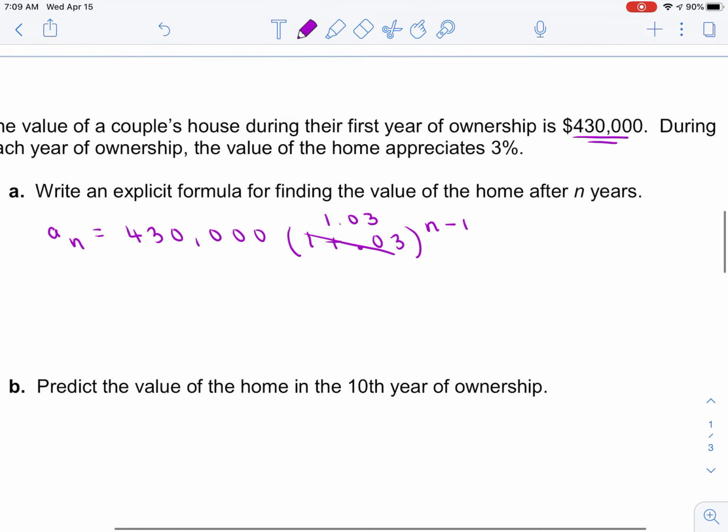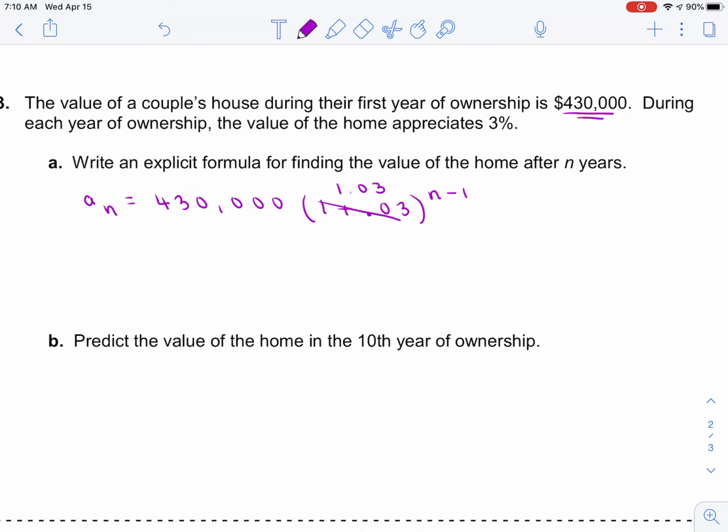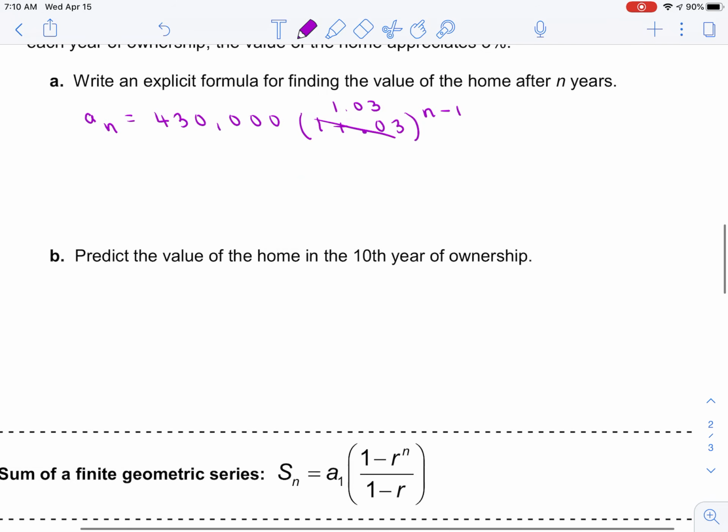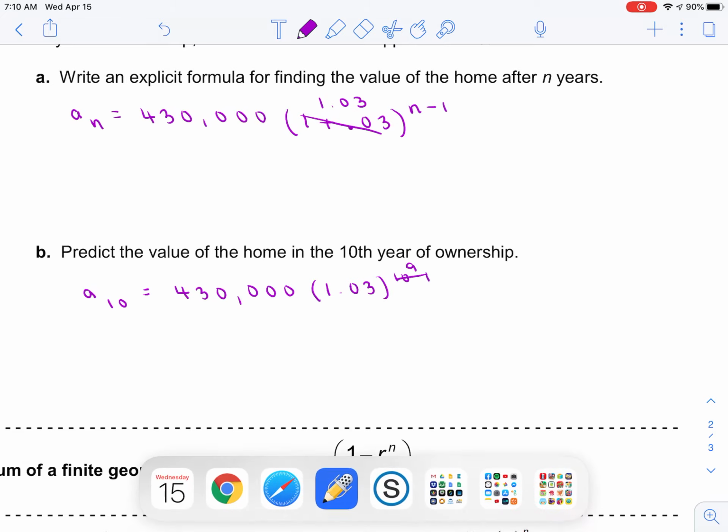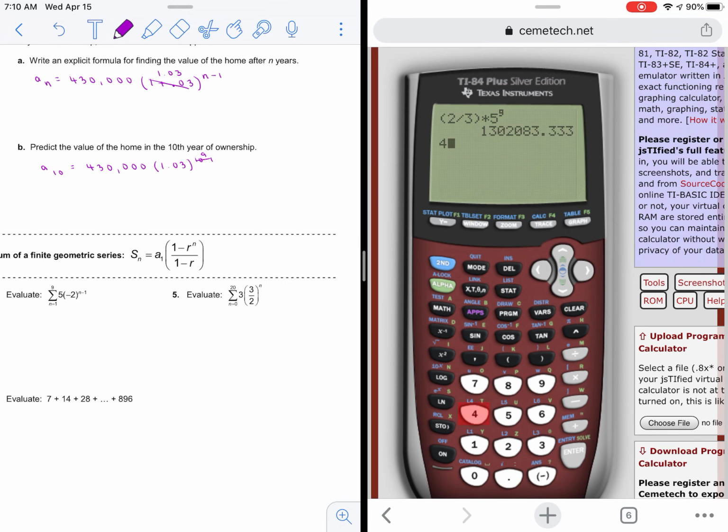Because note, if I fill in now a 1, it's going to make the exponent 0, so 1.03 to the 0 power becomes 1, which would give me that starting amount of 430,000. So that would be your explicit formula. And then for part B, you would do a sub 10. So keep in mind that it's going to go up 9 total times, which is why our exponent becomes 10 minus 1, or 9. And then we can see how much our house is worth.